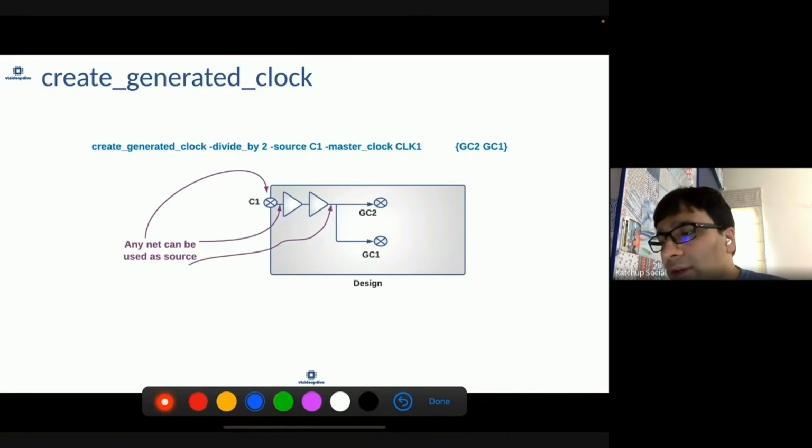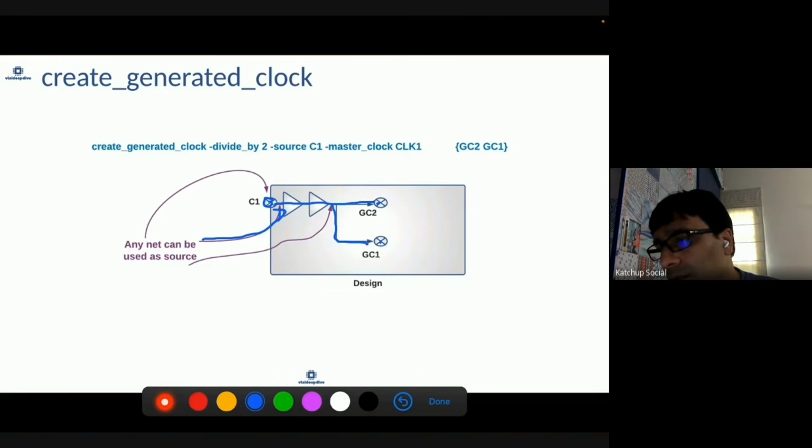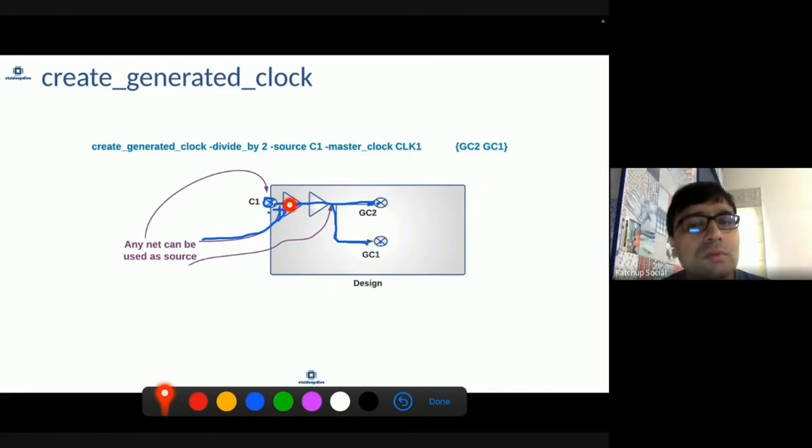So I create a generated clock, which you are doing on GC1 and GC2. It has a source pin, and there should be a path from the source pin to the clock definition pin. Any point can be used as a source. You can use the clock pin here, pin here, pin here. Any point here, here, or here can be used as a source, as long as the master clock reaches there. The C1 need not be a create clock point. It can be any net on the path.